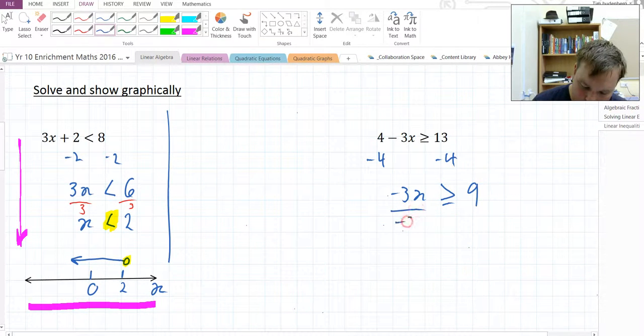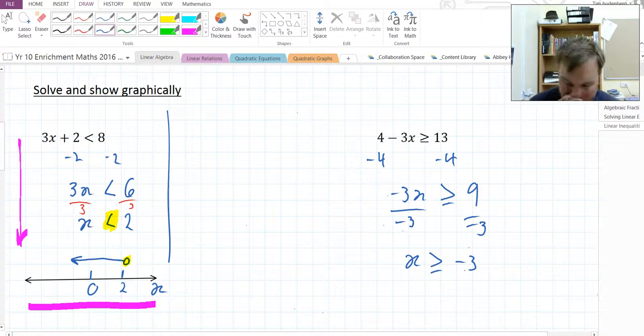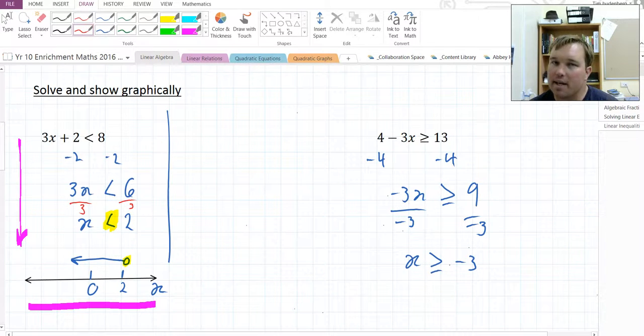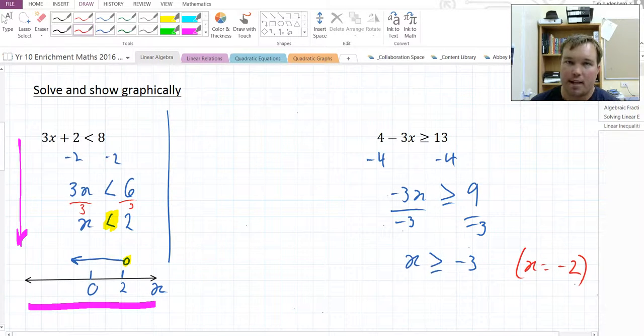Then we divide both sides by minus 3. X is greater than or equal to minus 3. Now, let's think about whether this would work or not. What we're saying here is that any number bigger than or equal to minus 3 would work. So a number bigger than or equal to minus 3 would be, let's pretend x is equal to minus 2. That's bigger than minus 3, remember. Let's substitute that into the equation and see if we get a correct solution.